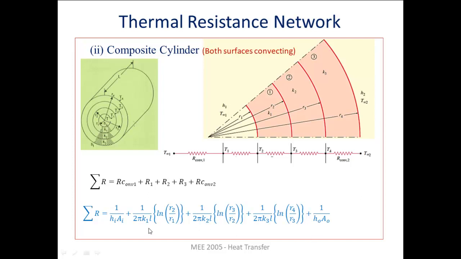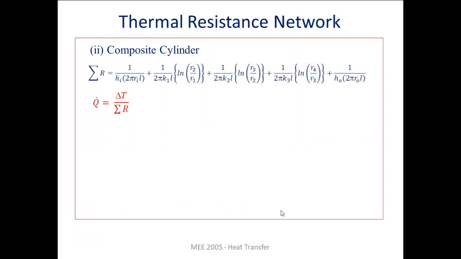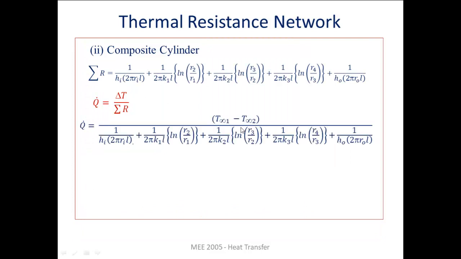Conductive resistance for a cylinder is 1 by 2 pi KL ln of R2 by R1. This is for the intermediate pipe, and this is for the outer pipe. So if you want to calculate the rate of heat transfer, then it is overall temperature difference divided by the sum of the resistances. Overall temperature difference is T infinity 1 minus T infinity 2 divided by convective resistance. This is conductive resistance for the inner, this is intermediate conductive resistance, this is outer pipe conductive resistance, and finally outer convective resistance.